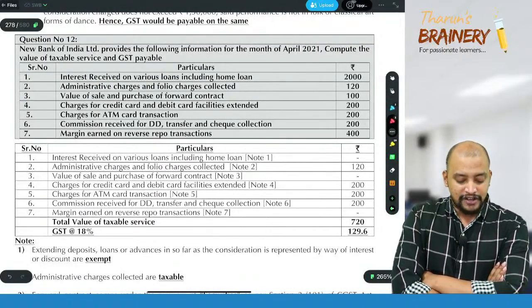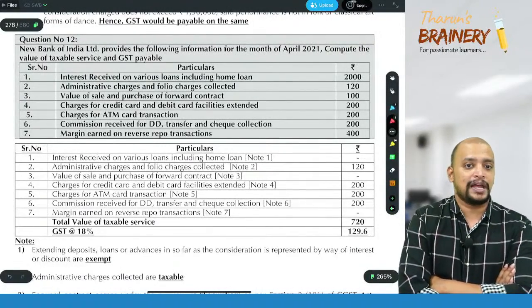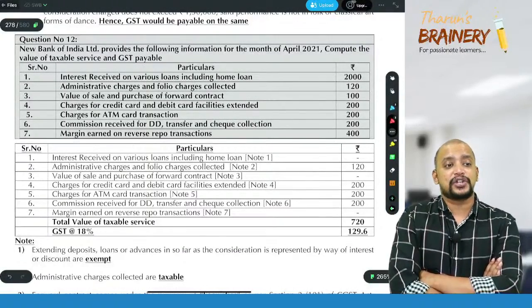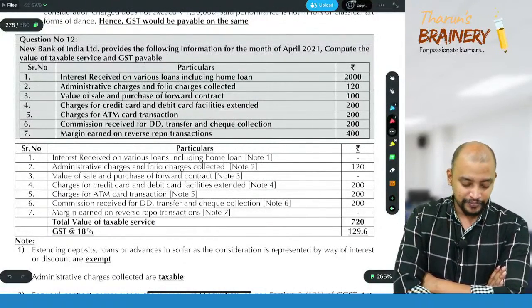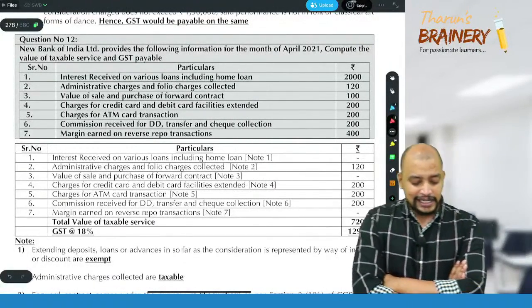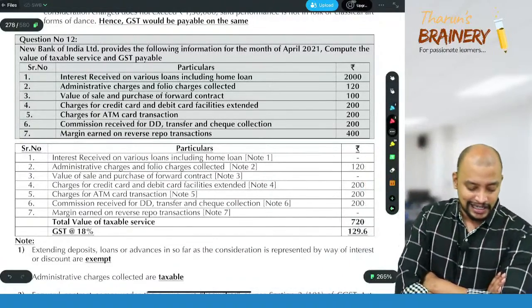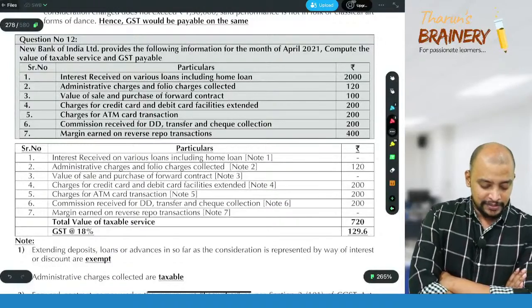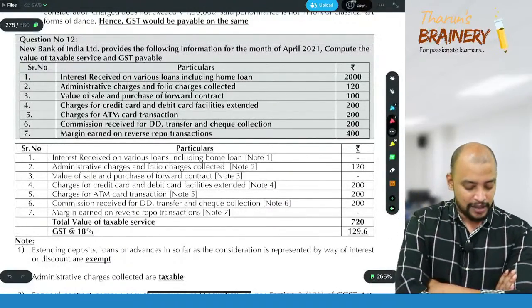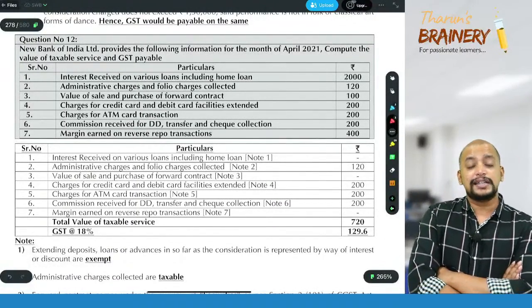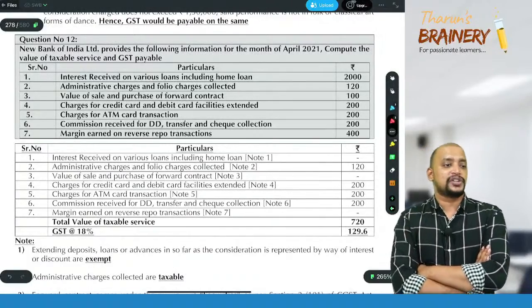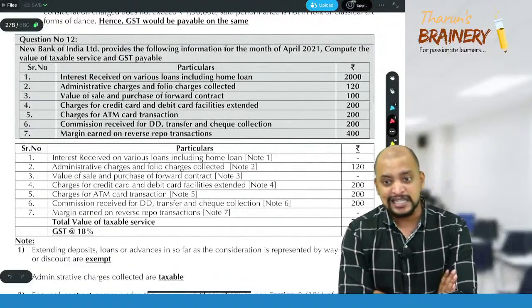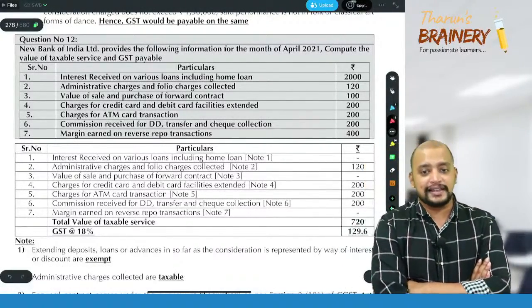Sale and purchase of forward contract, not a supply because it is transaction in securities. Charges for credit card and debit card facilities extended, taxable because other than interest or discount. ATM card transaction charges taxable, commission taxable. Margin earned on reverse repo transaction is in the nature of interest and that interest is exempted.